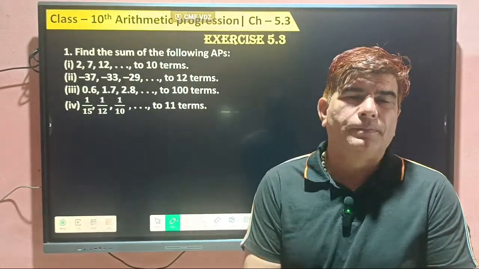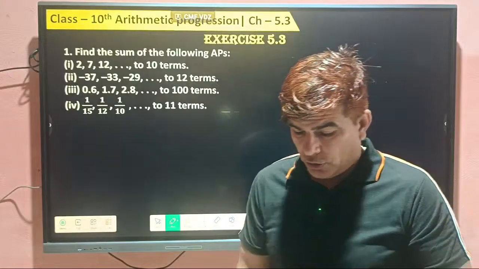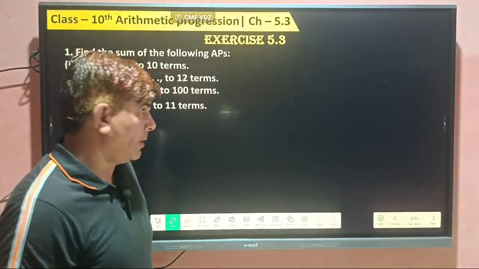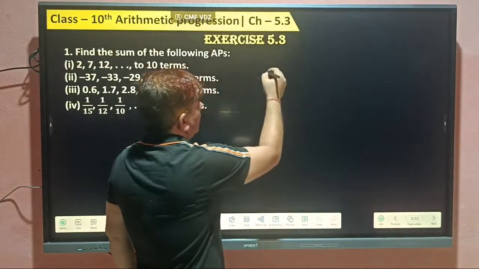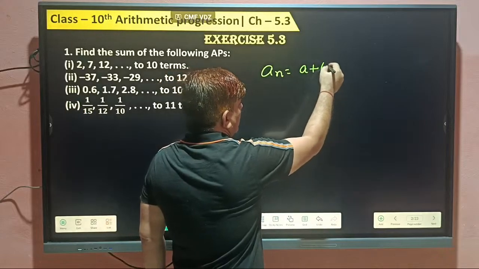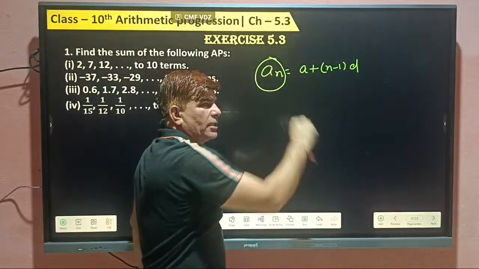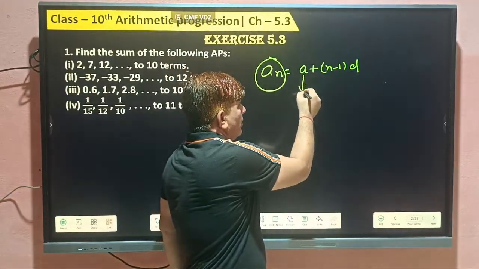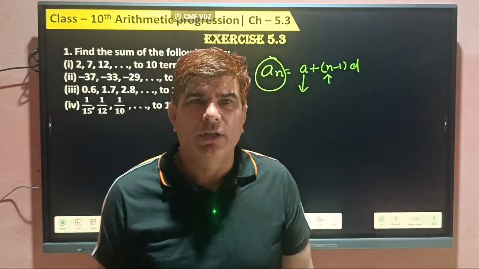Exercise 5.3. Till here we have done in the previous lecture. So question number 1. I told you many times we will use two formulas. In the first part we are using this formula: an equals a plus n minus 1 into d, where an is the nth term of the given AP, a is the first term of that given AP, n is the number of terms, and d is the common difference.